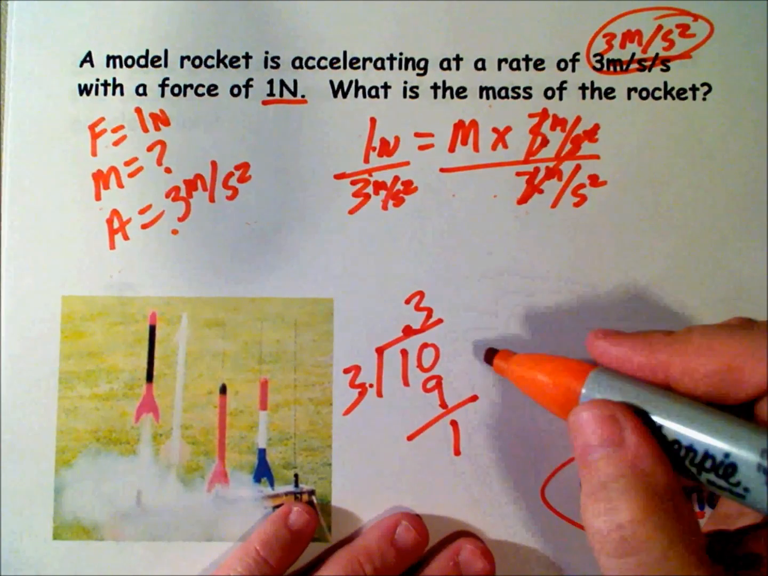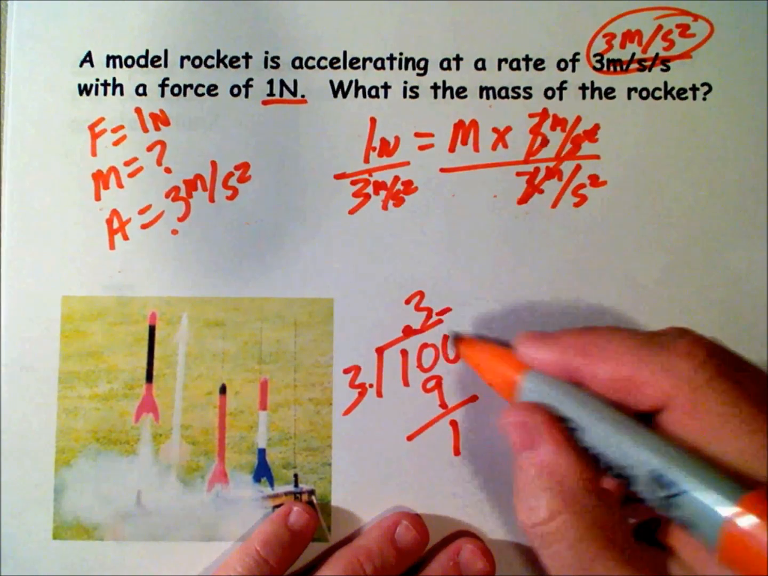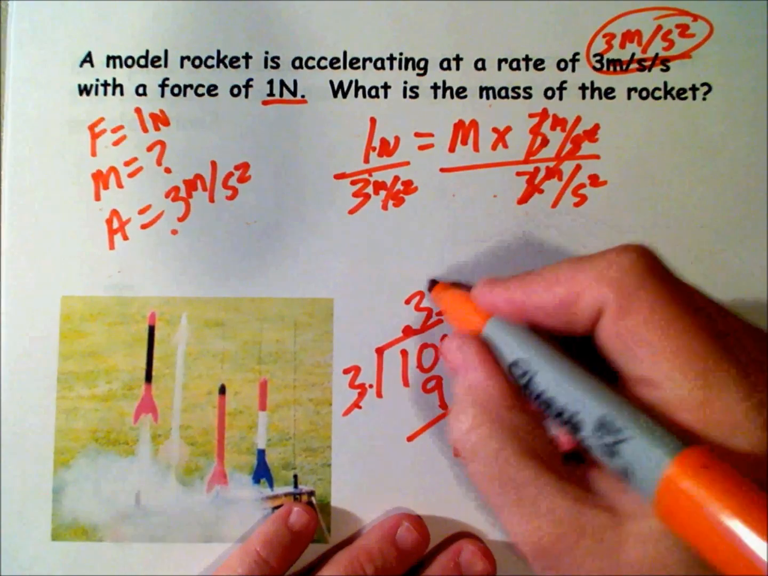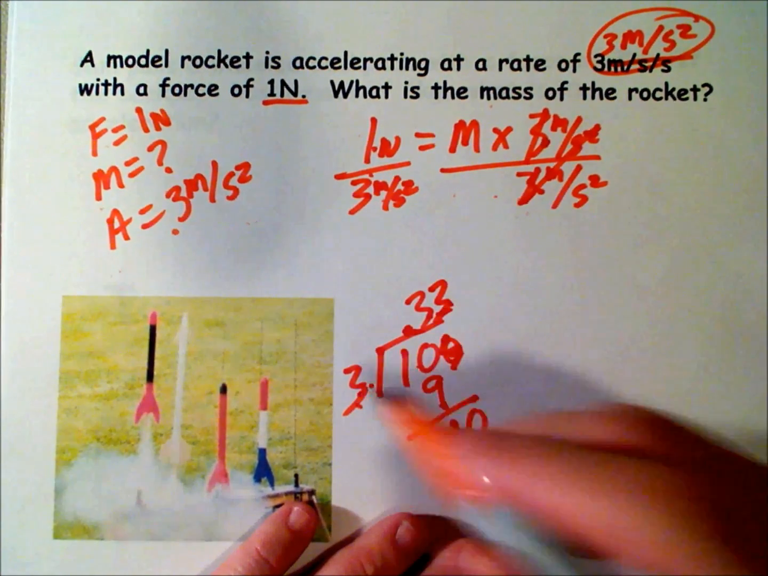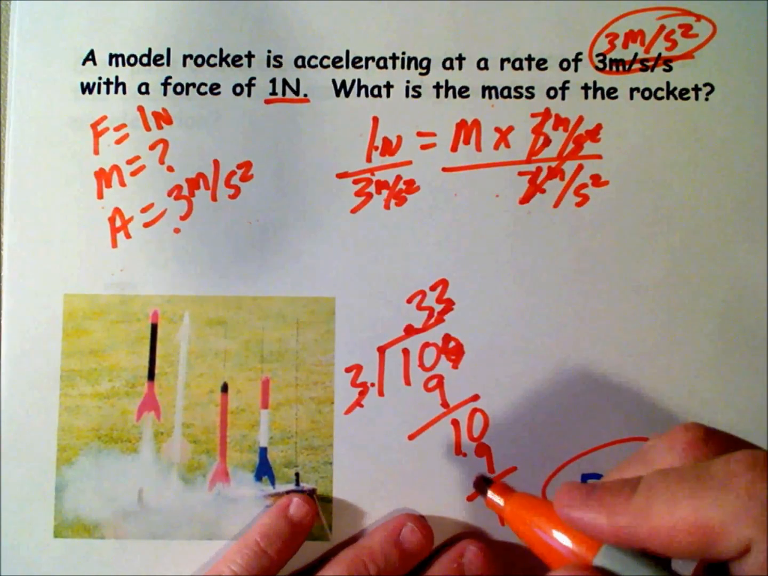What are we going to do about this? Well, if I add another decimal place here, I can add a 0. 3 will go into 10 3 times. 3 times 3 is 9, leaving us 1 again. Can you get the feeling this is going to happen over and over again?